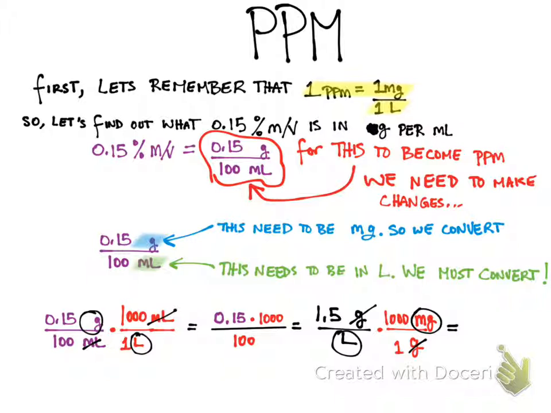And now I multiply like before. 1.5 times 1,000 divided by 1 gives me 1,500 milligrams per liter, or 1,500 parts per million, because milligrams divided by liters is our definition of parts per million. So now we can say that that's 1,500 parts per million.